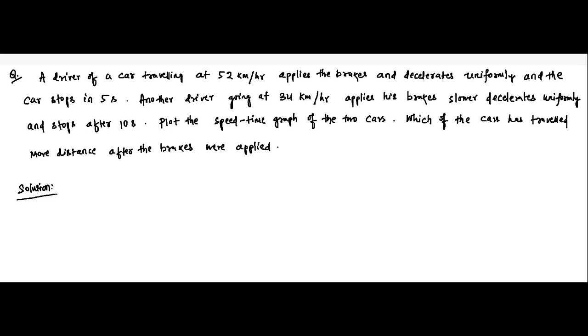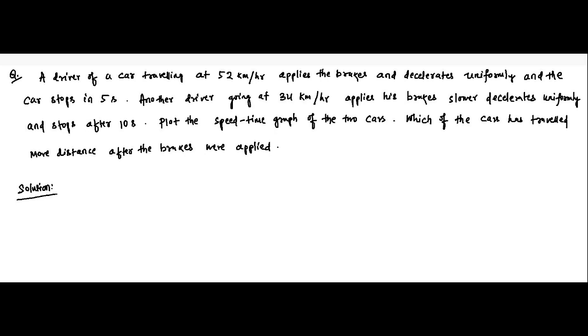So here is another question on graphical analysis of one-dimensional motion. It is given that a driver of a car traveling at 52 kilometers per hour applies the brakes and decelerates uniformly, and the car stops in 5 seconds. Another driver of another car, going at 34 kilometers per hour, applies his brakes late, and it decelerates uniformly too and stops after 10 seconds.